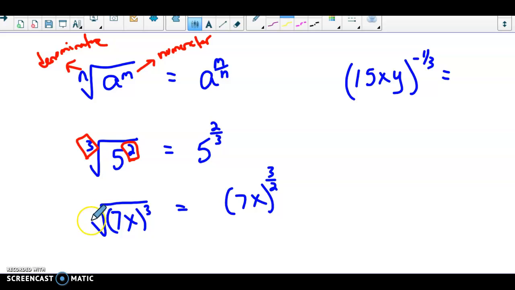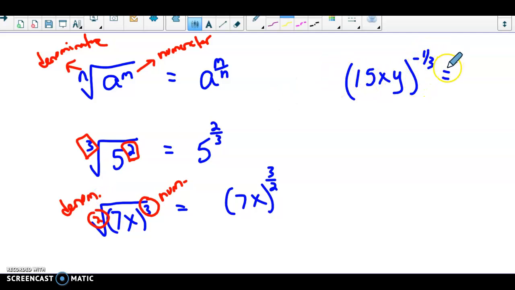Here, sometimes people forget that when there's nothing written, there's an understood 2 there. This is 7x cubed, the square root of that. Another way of writing that is 7x, in parentheses, to the 3/2 power. This is the numerator. The 2 is the denominator.